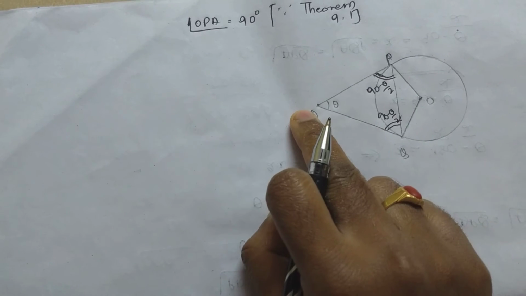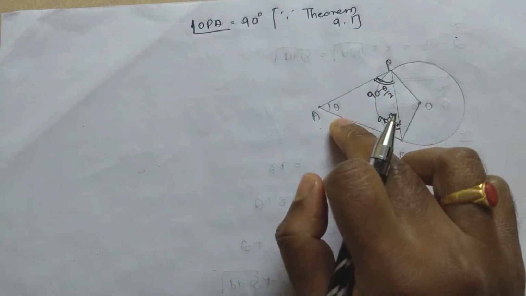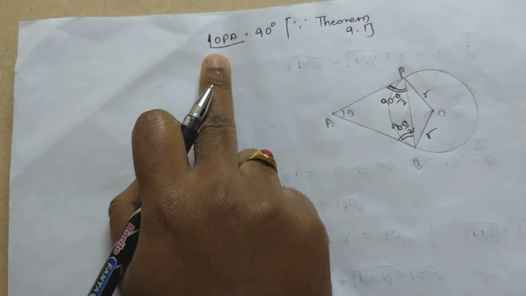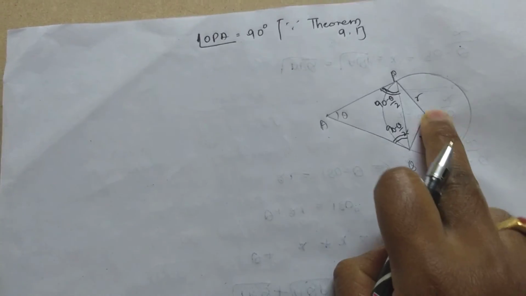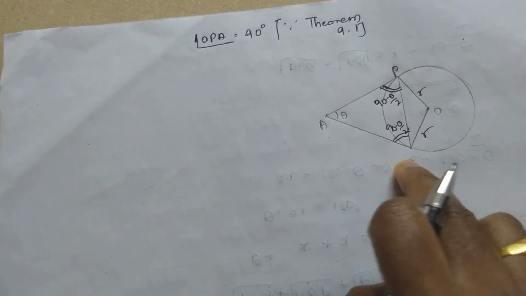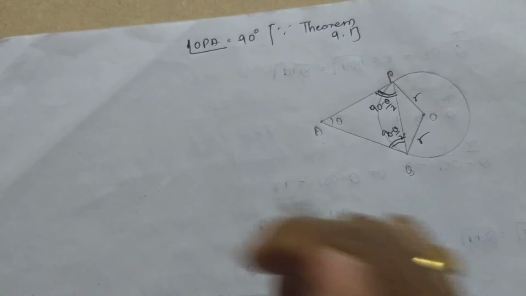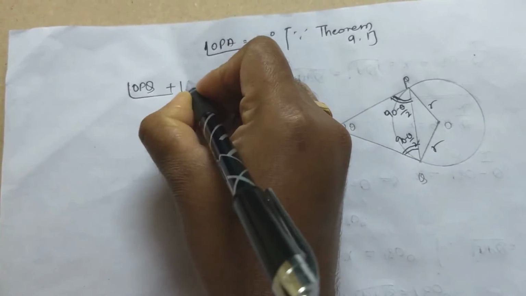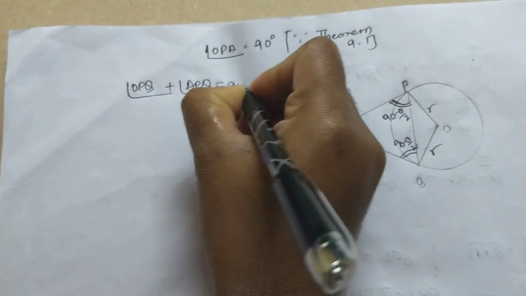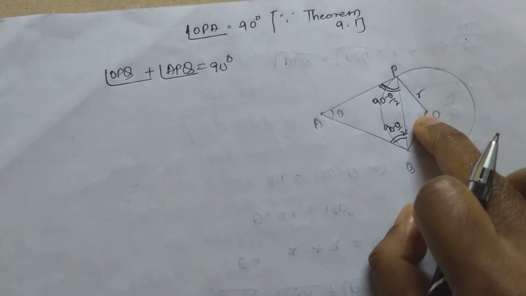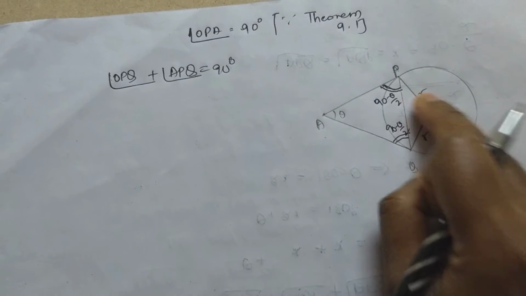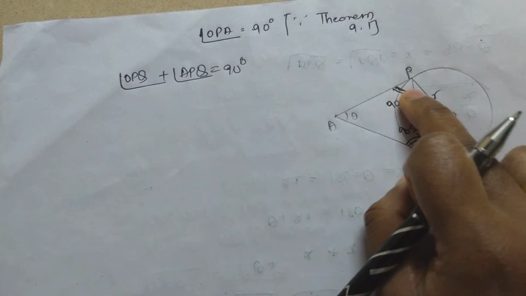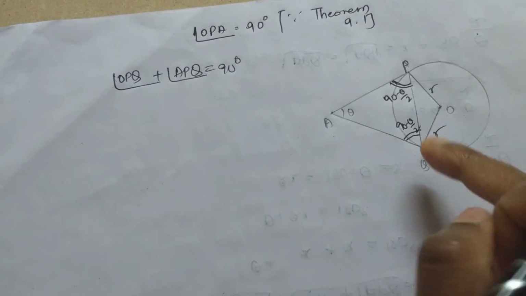Angle OPA equals 90 degrees because the radius is perpendicular to its tangent. So angle OPA can be written as angle OPQ plus angle APQ. Angle OPQ plus angle APQ equals 90 degrees. See here, I am telling you again: this entire angle at P is nothing but angle OPQ, and this part is angle APQ.